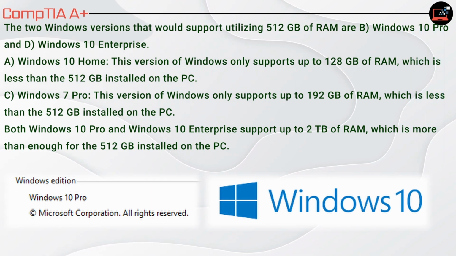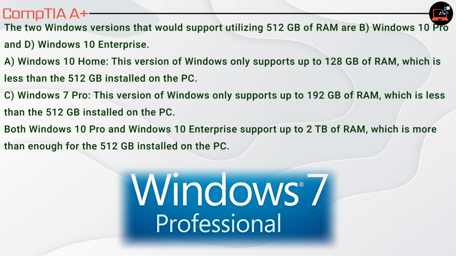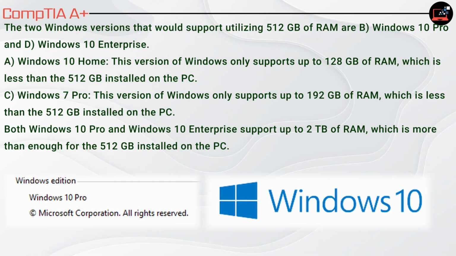on the PC. C. Windows 7 Pro. This version of Windows only supports up to 192 GB of RAM, which is less than the 512 GB installed on the PC. Both Windows 10 Pro and Windows 10 Enterprise support up to 2 TB of RAM, which is more than enough for the 512 GB installed on the PC.